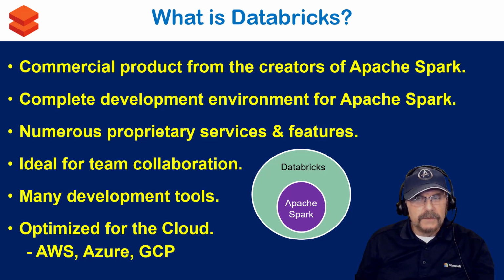So I'm using this sort of Venn diagram. If you've done relational database stuff, you've probably seen these. Within the superset of what Databricks offers is the subset of Apache Spark. That means anything I say about Apache Spark is true of Databricks. But since many things in Databricks are not available in Apache Spark, I cannot say the same in that direction.